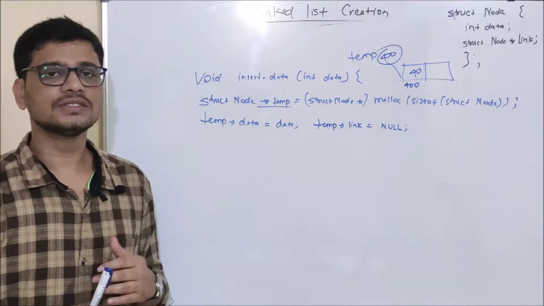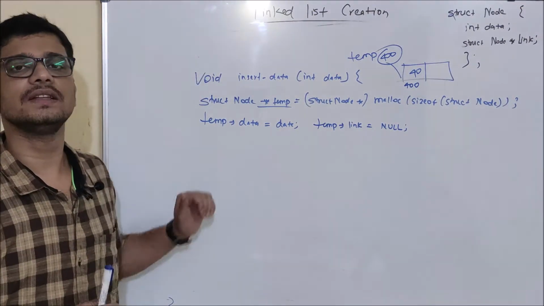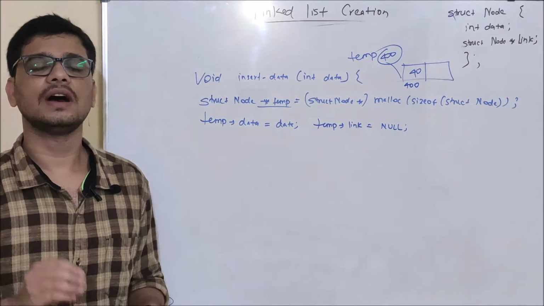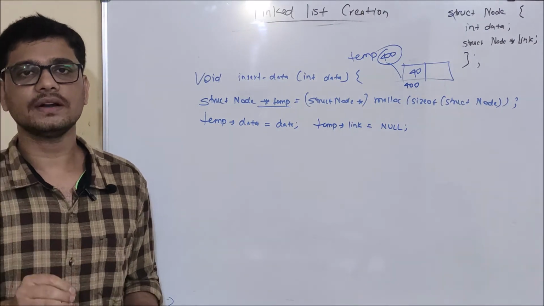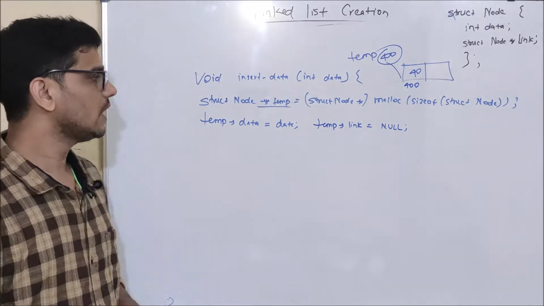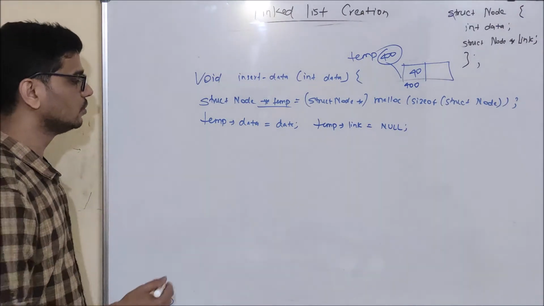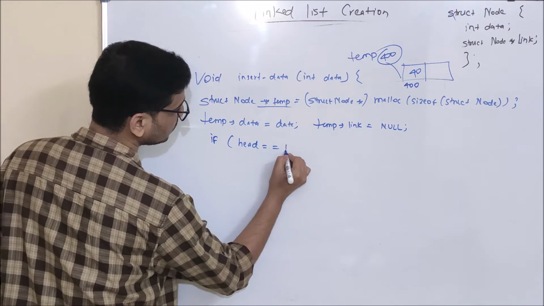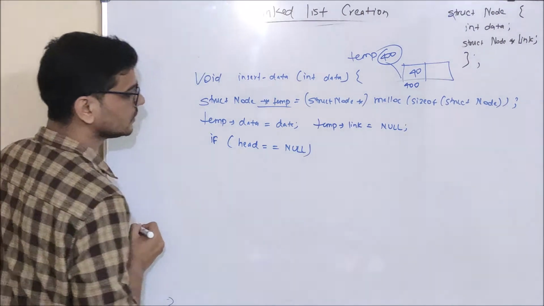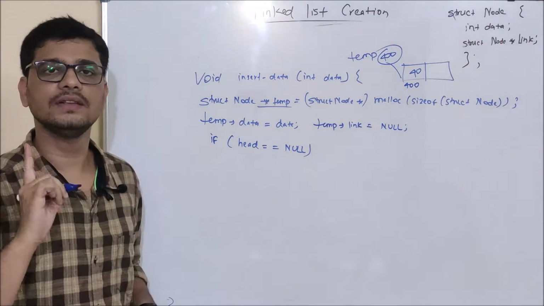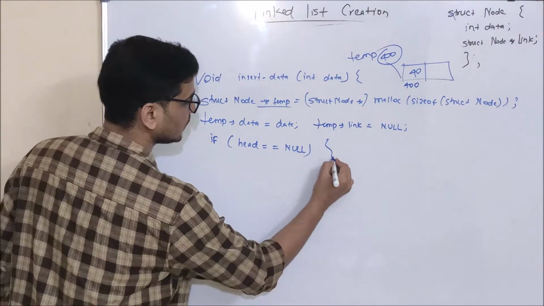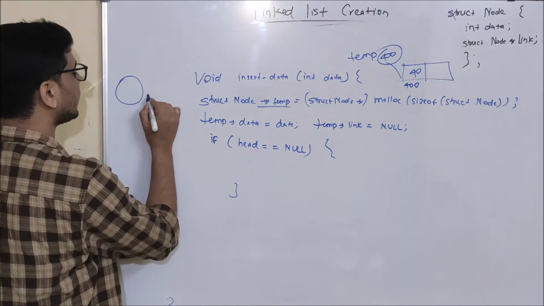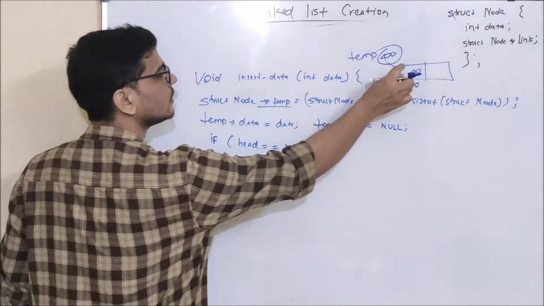Now, what is our task? Our task is to insert this particular node in the linked list. And what can be the two cases here? Either our linked list is empty or there is some value in the linked list. So if our linked list is empty, then what we will do? First of all, we need to check if head is equal to null. And one more thing friends, I am assuming that head is a global variable. If head is equal to null, that means I have nothing in my head pointer, and this is the node I have created.